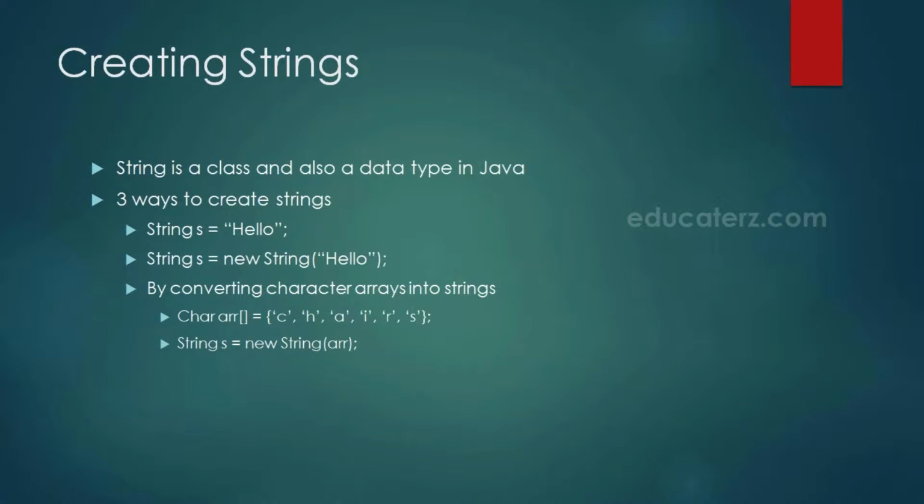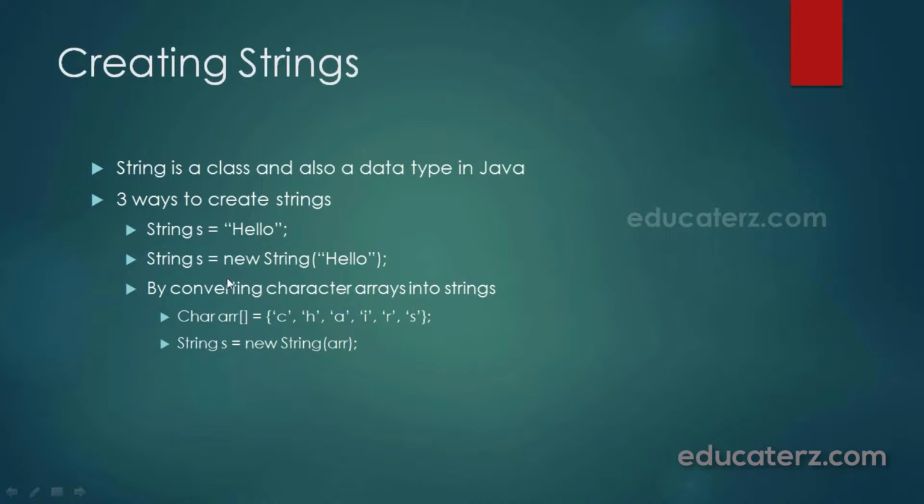There are three basic ways to create strings. First is using the assignment operator, like String s = "hello". When I say this, the JVM creates an object and stores the string hello in that object. Now this object will be referenced by a variable called s. Creating an object always means allotting memory for storing the data.